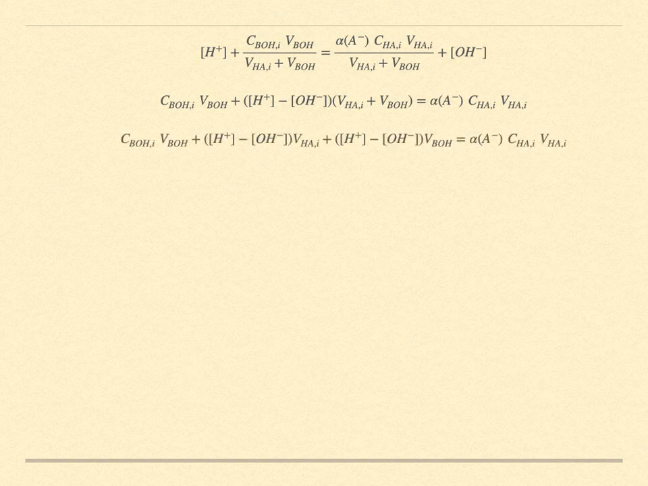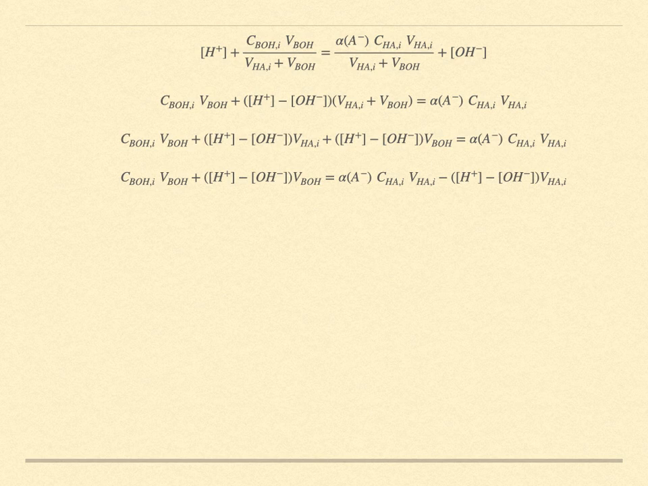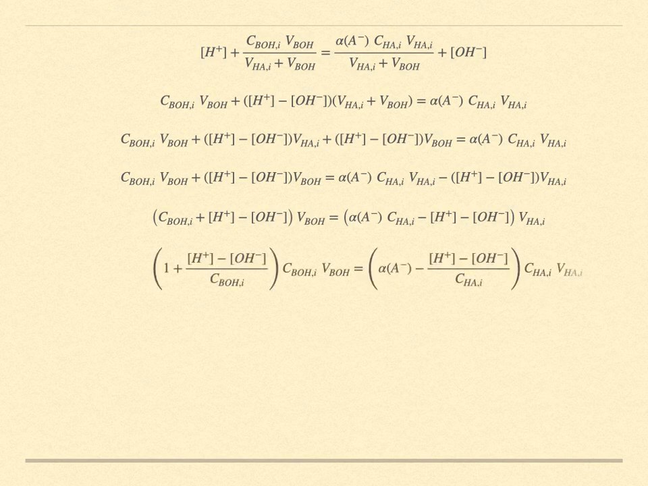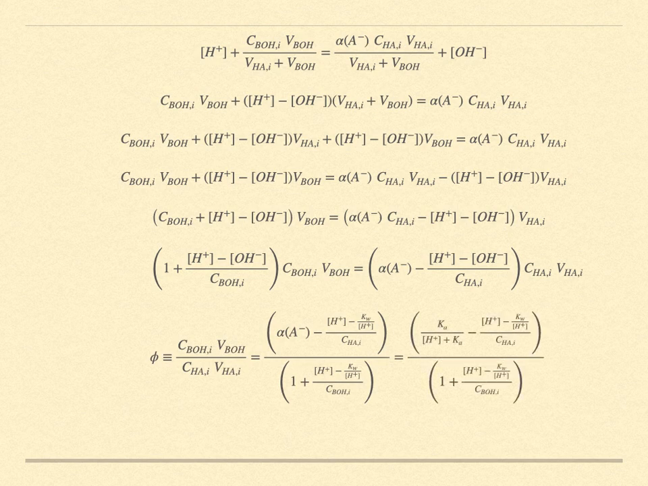Multiply out the volume terms, but keep the hydroxide and hydronium together. Gather the terms in the base volume on one side and the terms in the acid volume on the other. Factor out the volume on each side. Factor out the concentration on both sides. Rearrange it in this fashion.